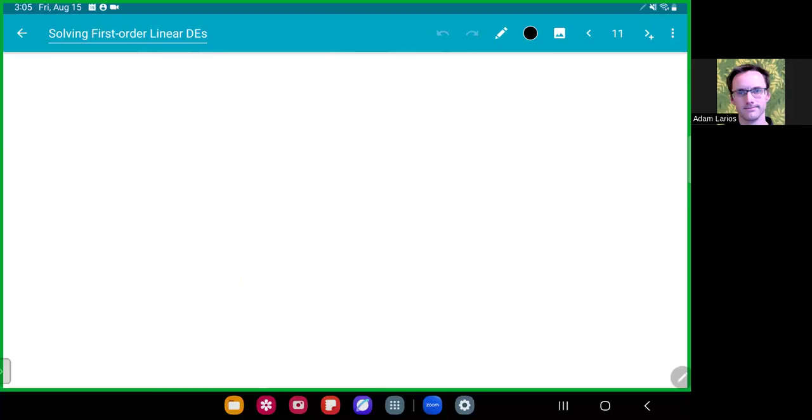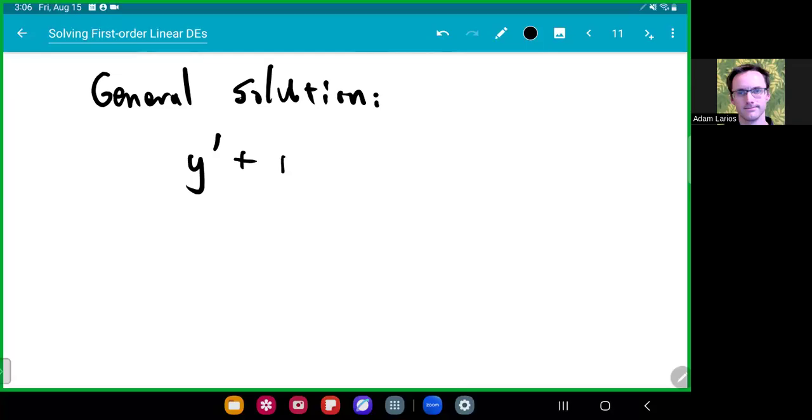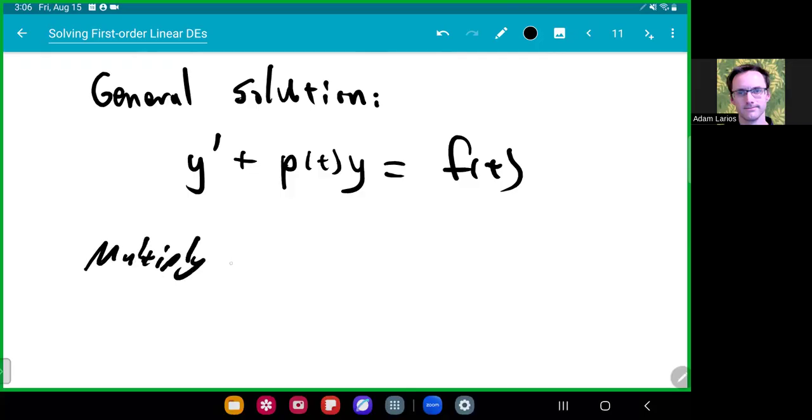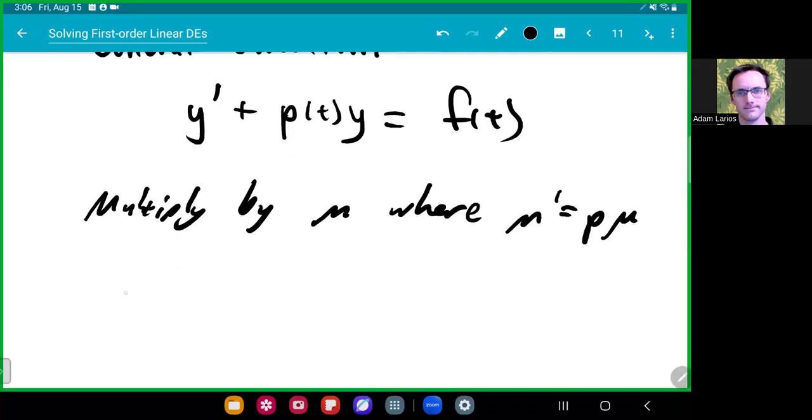I want to do just one last pass to show you how this thing works in general. So let's say we have some type of abstract differential equation, y prime plus p of t y is equal to f of t. So it's not a completely general differential equation. It's a first order linear equation in this particular form. But then multiply by mu, where mu prime is equal to p of t times mu.